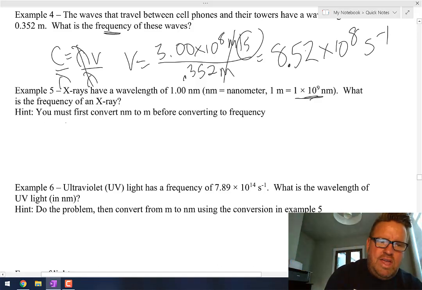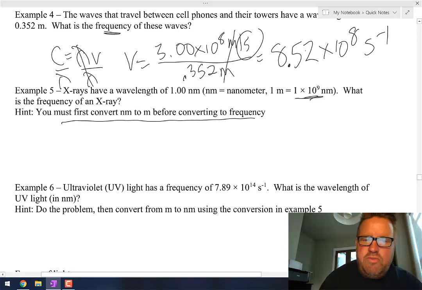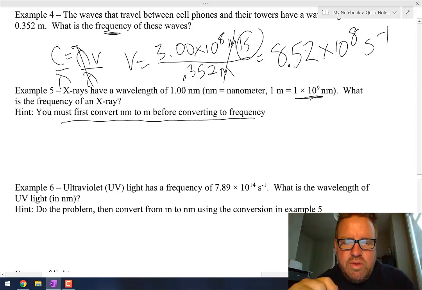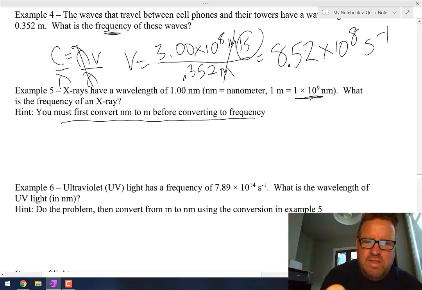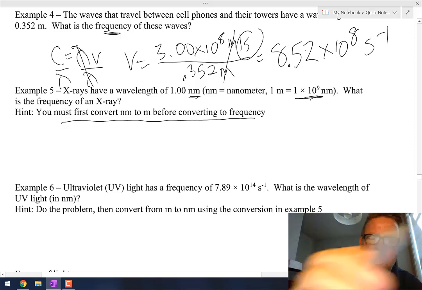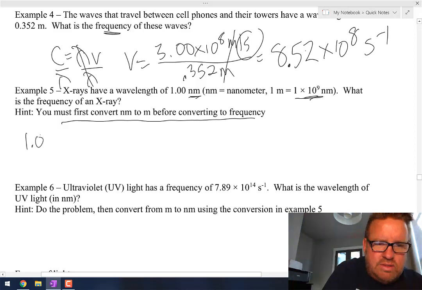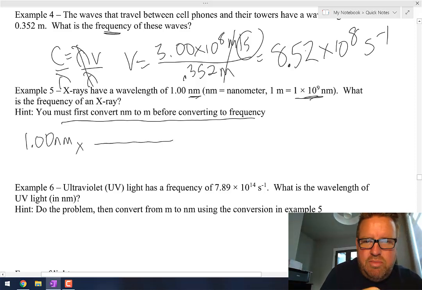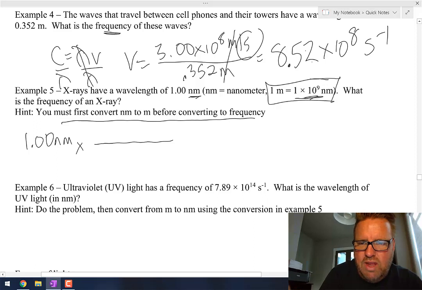So I give you a hint here. It says you must convert nanometers to meters before converting to frequency. So the first thing we have to do is this nanometer thing, that's not going to work. Okay, we have to have it in meters. So what we're going to do is, again, this is some basic math here. We're going to do a conversion from nanometers to meters. Here's my conversion right here.